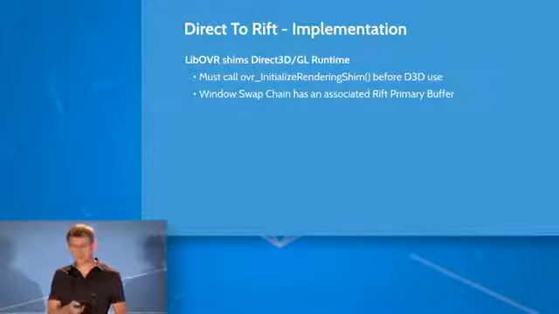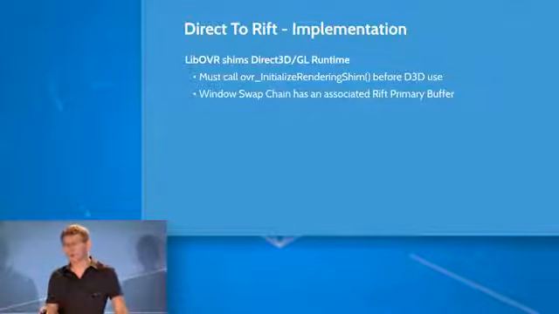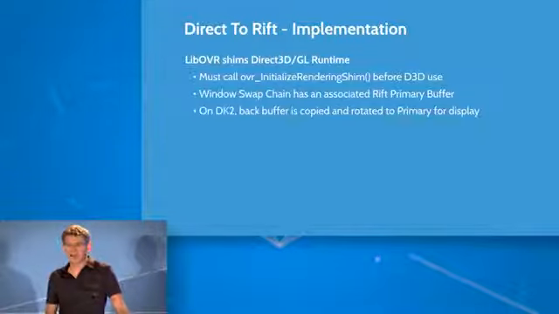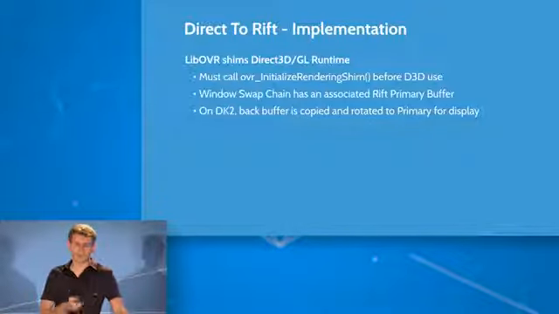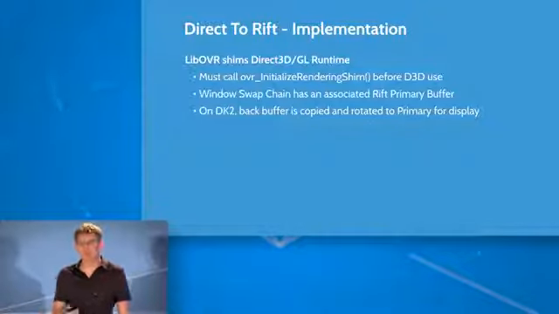It does mean on a technical level that you need to initialize the rendering ship or LibOVR before we start. And whenever that happens, the swap chain of a window will automatically show up on a Rift primary monitor. Now another thing is, since DK2 uses a portrait display, we actually rotate the image as it gets copied to the primary scanned out buffer. So that's one of those things which we virtualize to make things simple.